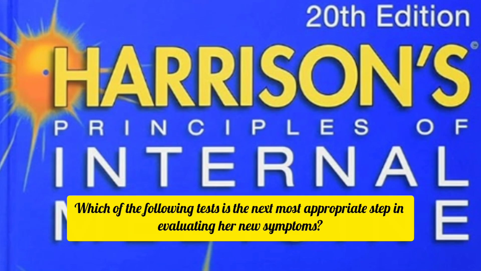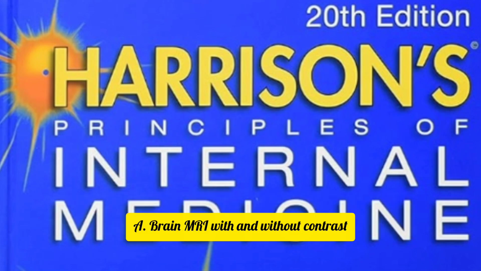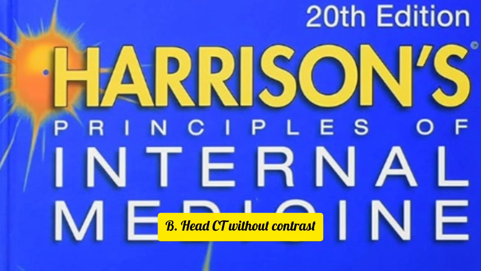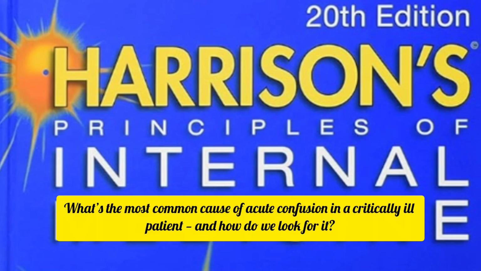Which of the following tests is the next most appropriate step in evaluating her new symptoms? A. Brain MRI with and without contrast. B. Head CT without contrast. C. Rapid plasma reagent. D. Serum chemistries. E. Urine toxicology. What's the most common cause of acute confusion in a critically ill patient? And how do we look for it?